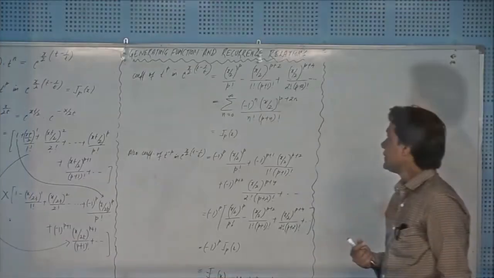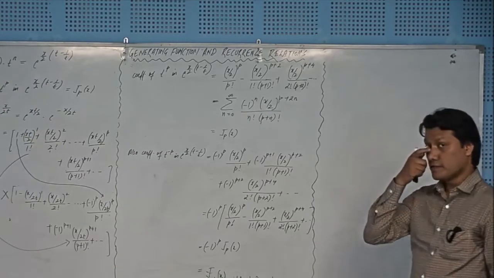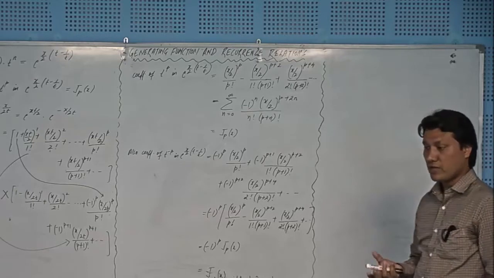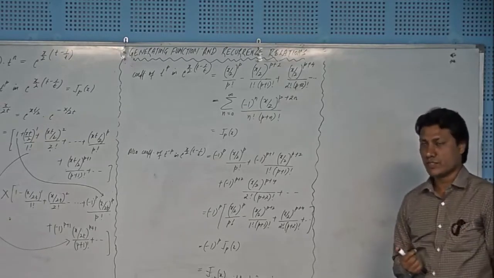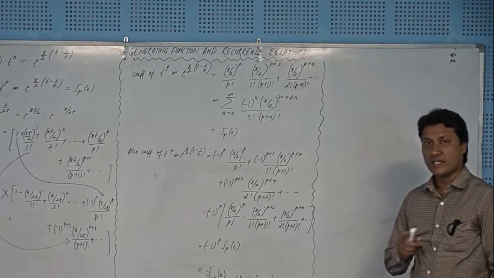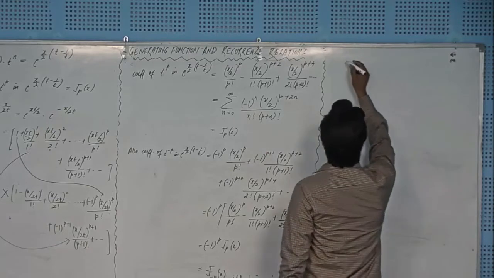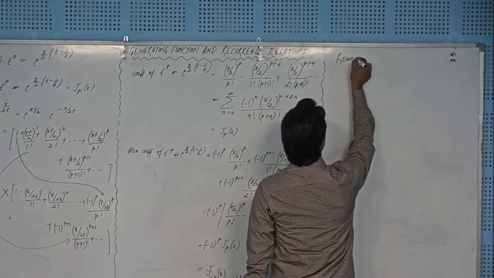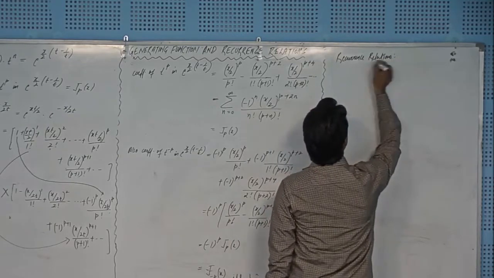Okay, so to start with, we actually have 6 recurrence relations, right? And the first 2 are fundamental, and the later 4 can be derived from the first 2, right? So you have to remember at least the first 2 recurrence relations, right? So starting with the recurrence relations, right?